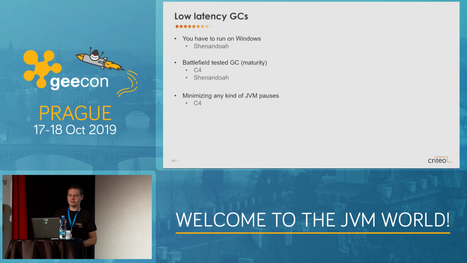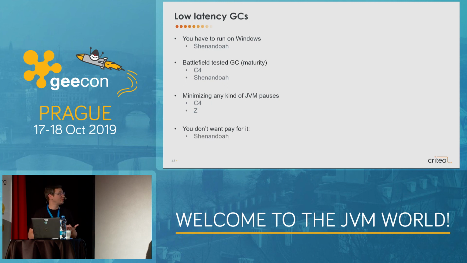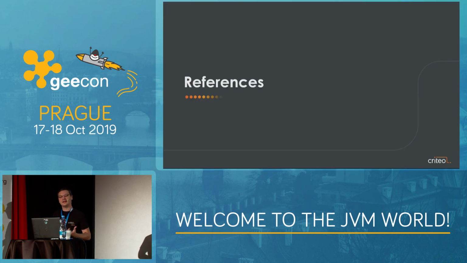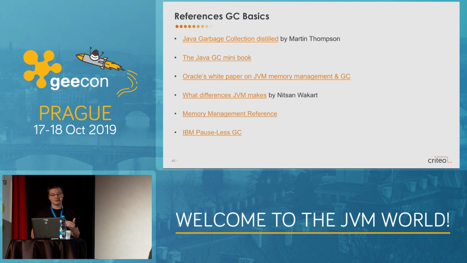If you want to minimize the pauses outside of GC, you can also use C4 because they have worked on other pauses like class unloading, monitor deflation and other things, and reference processing also. ZGC also has worked on other kinds of pauses. And if you don't want to pay for it, you have Shenandoah and ZGC, because C4 is under a commercial license. I put some references into the slides, so I will not go through each of them.